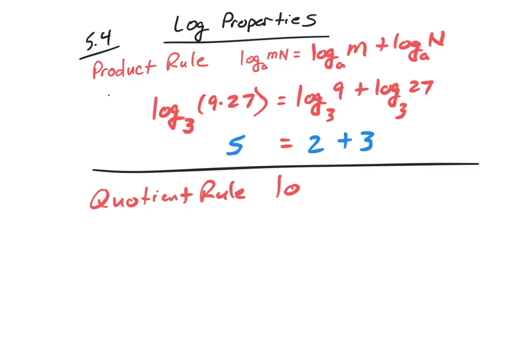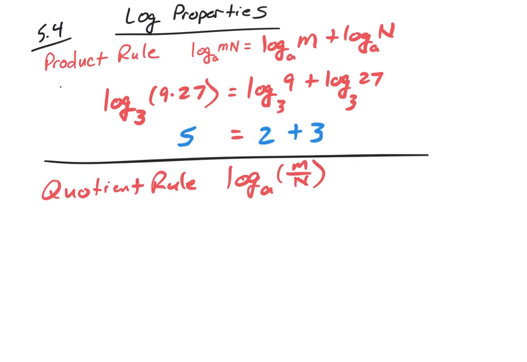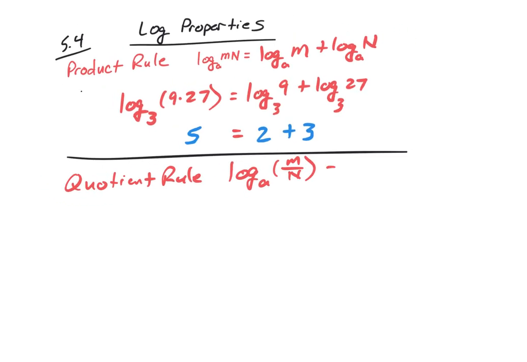If I have the log of some base, and then I divide two things, well, when I divide two things, the answer I get is a quotient. So that's why we call this a quotient rule. When I separate this, we're going to get the log of m base a minus the log of n base a.